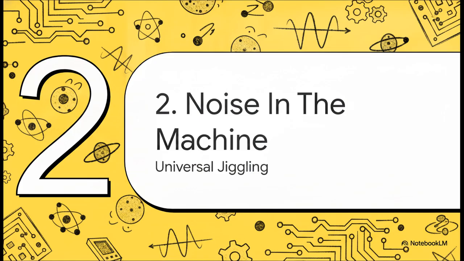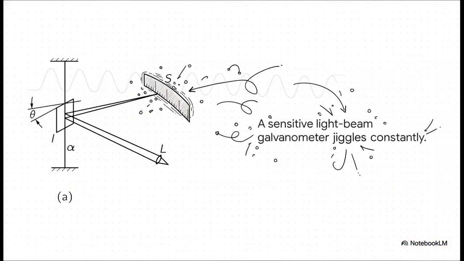Part 2. Noise in the machine. We're going to shift from water to technology now, because as it turns out, this microscopic jiggling rule literally applies everywhere in the universe. Now, what's really interesting about this slide is that if you consider a highly sensitive laboratory instrument like a light beam galvanometer, it uses a tiny mirror suspended on a super delicate quartz fiber.